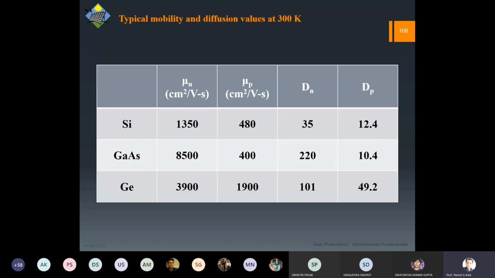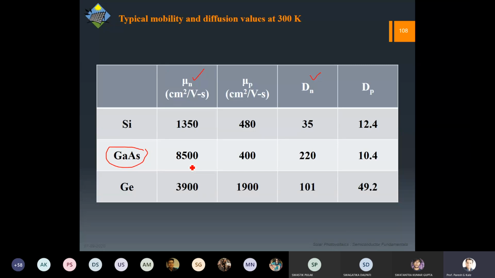So these are typical values you can check, and now you can understand why gallium arsenide is better than silicon. Obviously, mu is higher, and D is also considerably higher for this material. So gallium arsenide is much better for solar cells. However, you know the problems.